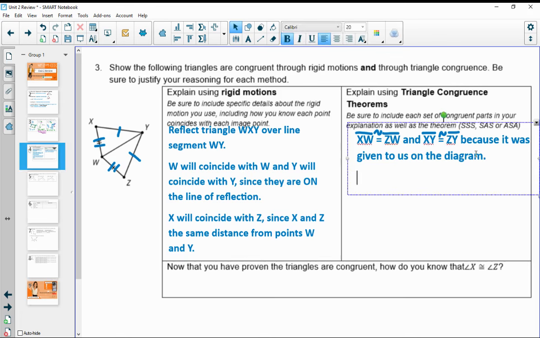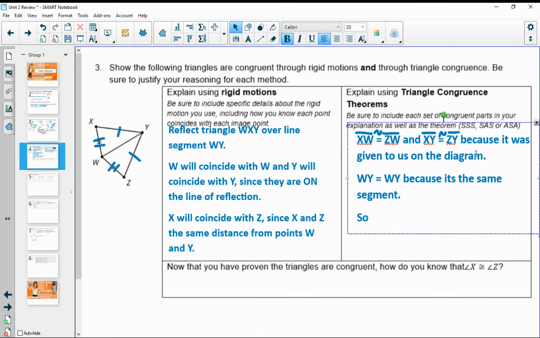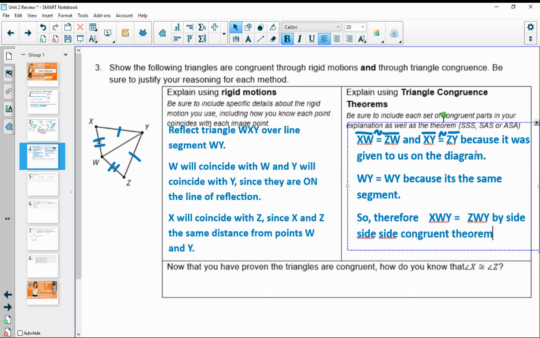So then we also know that WY is congruent to WY because it's the same segment. So therefore, the two triangles are congruent. So triangle XWY is congruent to triangle ZWY by side congruence theorem.